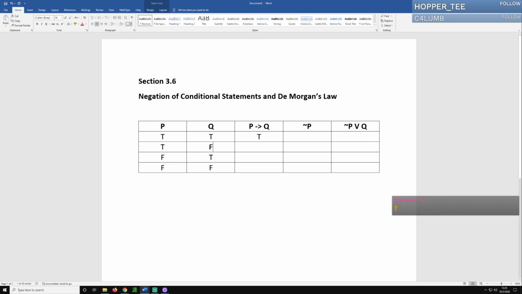Let's try the next one. If true, then false. If true, then false. All right, if true, then false is indeed false. That is correct. All right, so if false, then true. If false, then true. So false then true is indeed true. That's correct. Lastly, if false, then false.